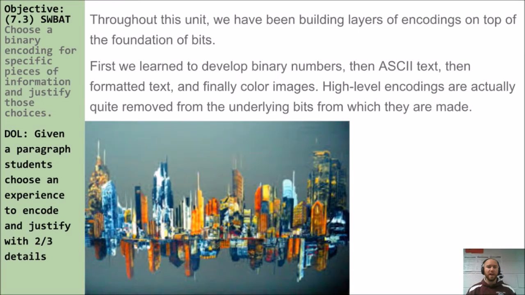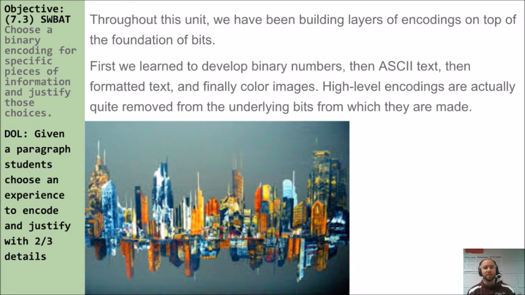So let me help you with that and go back. First, we developed binary numbers. Step 1, learning about binary numbers. Step 2, ASCII text, and that connected to the binary because the number 65 is going to be the letter A. Step 3 was formatted text. Formatted meaning size, color. With the size we're going height and width, okay? Color and font, all these other things. That's the formatting of a text.